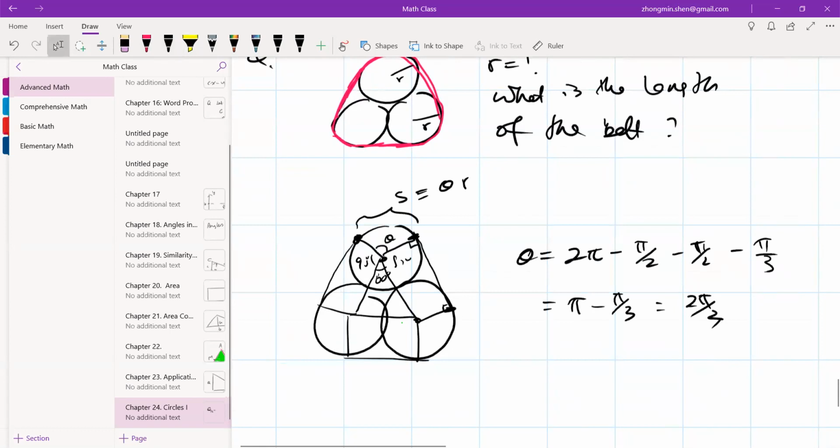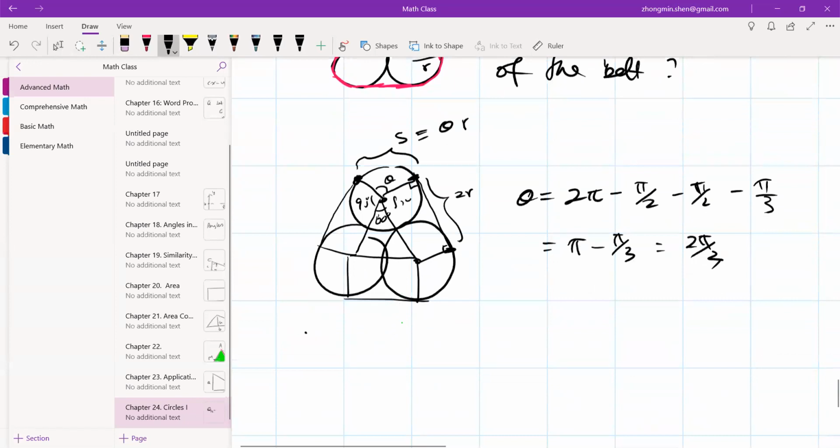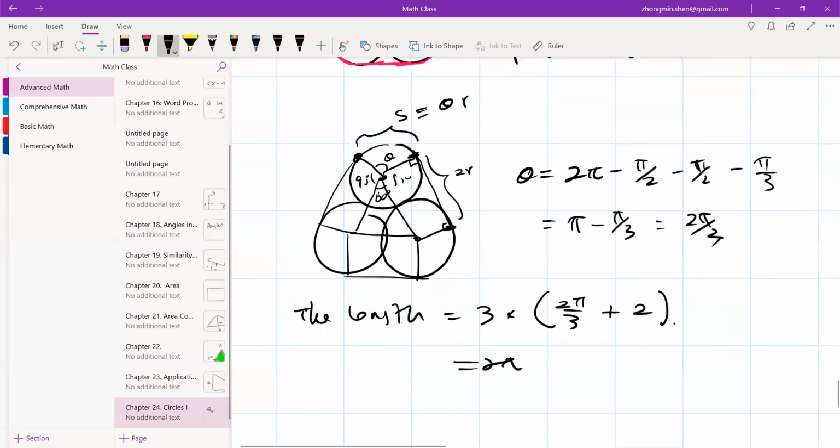So total, here is 2R, right? So this just is a rectangle. This side is just 2R. The radius, if the radius is R, then it's 2R. Right? So the length is going to be 3 identical pieces. So it's going to be 3 times theta R. Theta is 2 pi over 3 plus 2. That's it. Yeah, you have 3 pieces, 3 identical pieces. So it's going to be 2 pi plus 6. Okay. So 2 pi plus 6.